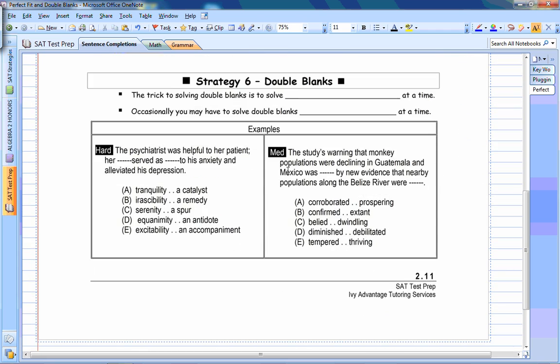And then finally, double blanks. The trick to solving double blanks is to solve one blank at a time. Occasionally, we have to solve double blanks two at a time. That was the case with the code-dependent double blanks.